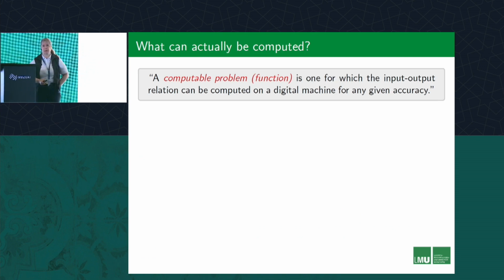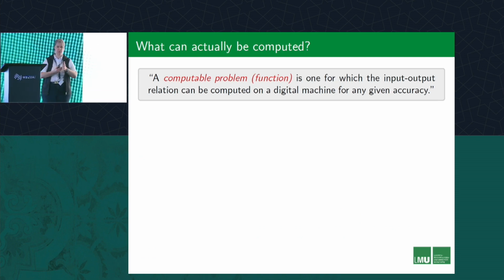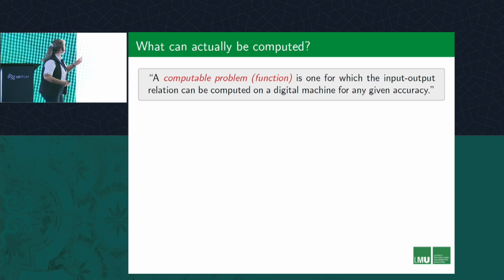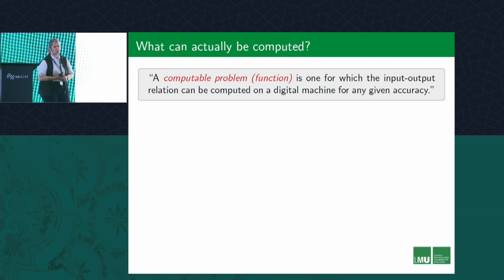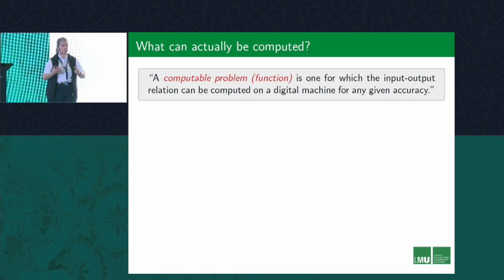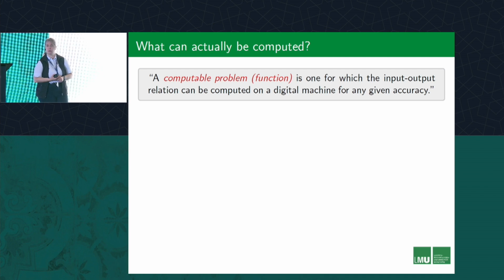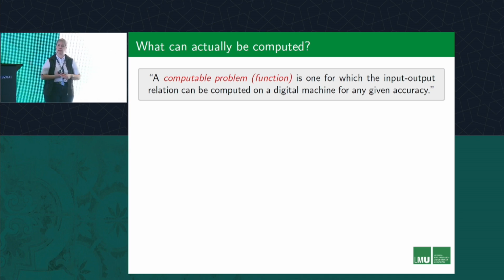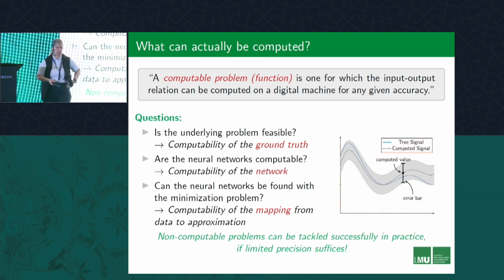So what is a computable function? So think back to your CS class, maybe there's a whole theory on computability, and let's say in a nutshell, a computable function is one for which the input-output relation can be computed on a digital machine, which is typically modeled as a Turing machine, for any given accuracy. So this is standard, and a Turing machine is the classical and widely accepted model for digital hardware which we use these days.